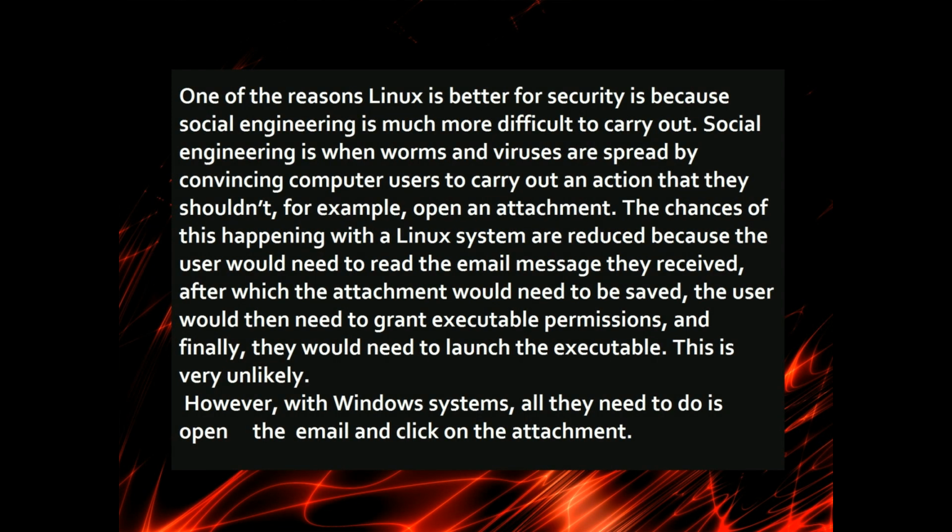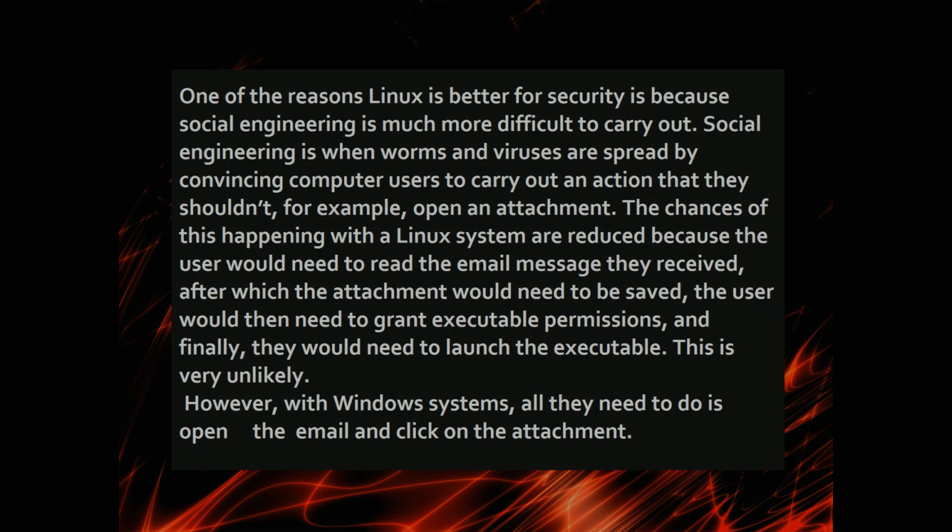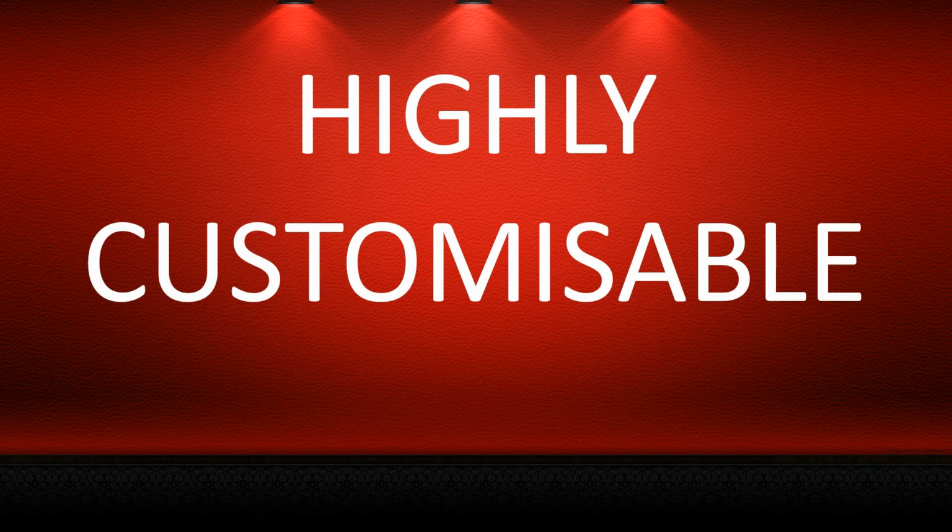Another reason why Linux is better for security is because social engineering is much more difficult to carry out in Linux. Social engineering is when worms and viruses are spread by convincing computer users to carry out an action that they shouldn't, for example, opening an attachment. The chances of this happening with a Linux system are reduced because the user would need to read the email message they received, after which the attachment would need to be saved, the user would need to grant executable permissions, and finally they would need to launch the executable. This is very unlikely. However, with Windows systems, all they need to do is open the email and click on the attachment.